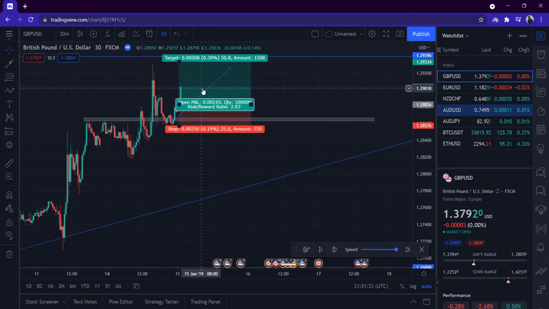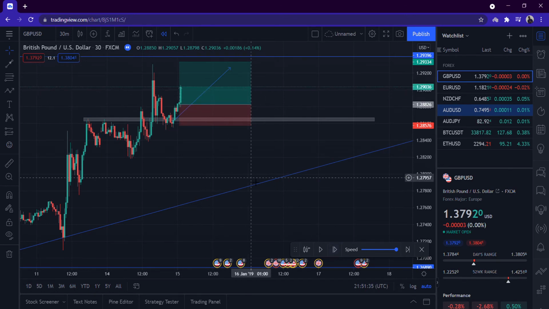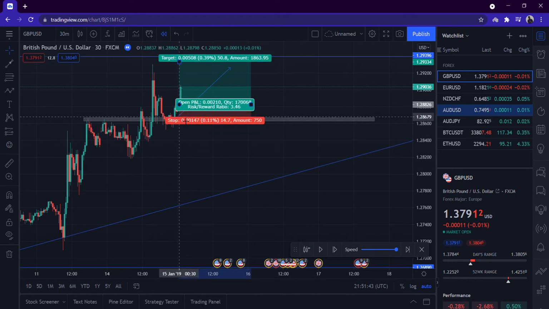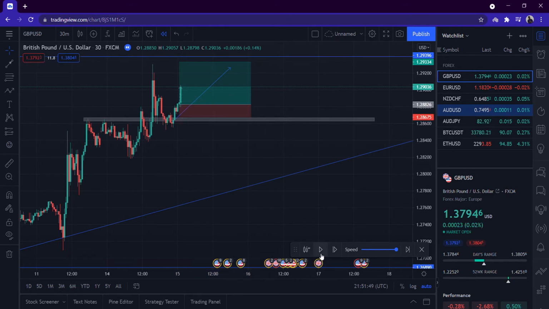Right now it's 50% into profit, right? So I'm going to take that. I'm going to take 50% of my profits, my partial profits, out of this. Then I'm going to adjust my stop loss to below this area where it decided to go bullish. So let's see how it plays out.